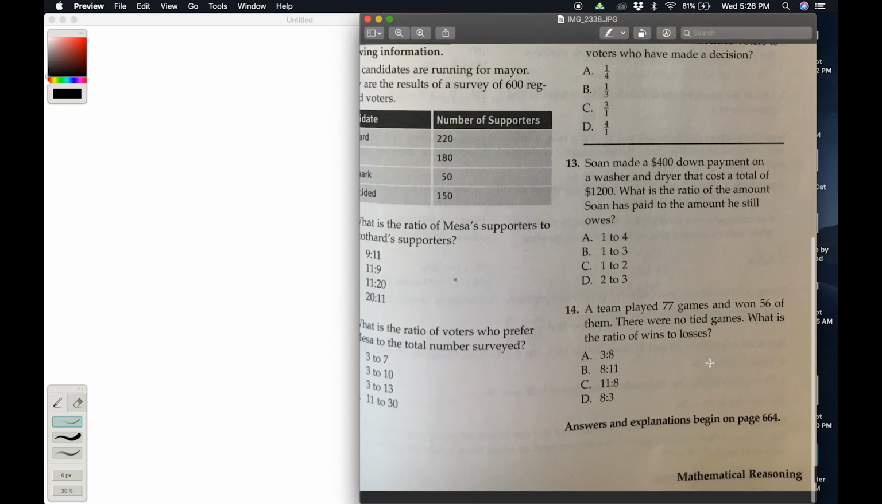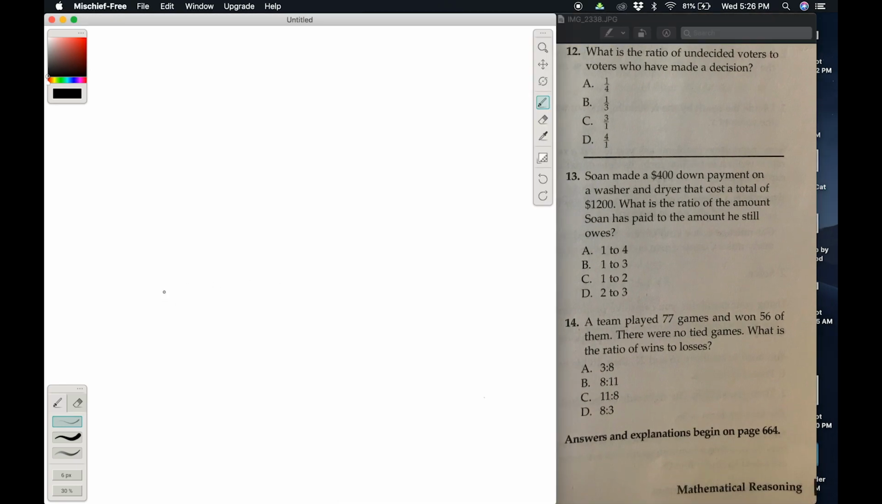Now number 13. Sohn made a $400 down payment on a washer and dryer that cost a total of $1,200. What is the ratio of the amount Sohn has paid to the amount he still owes? So the amount he's paid so far is $400. The total cost was $1,200. If he made a $400 down payment, we know we have $800 left because we remove. So we have 1,200, which is the total amount, and he put down 400.